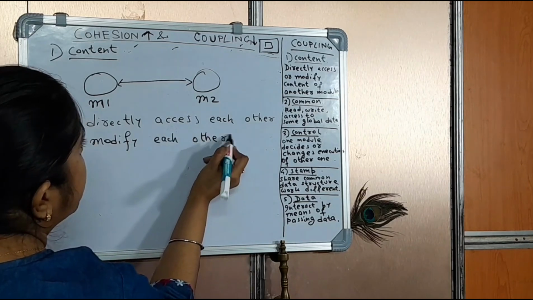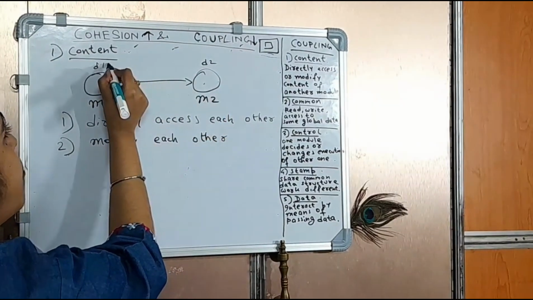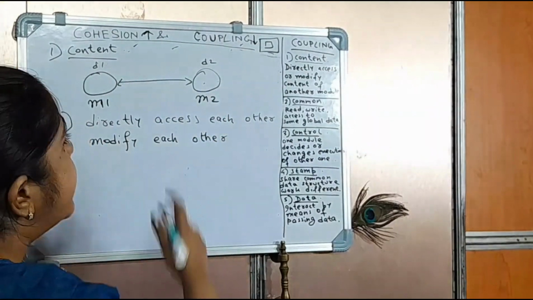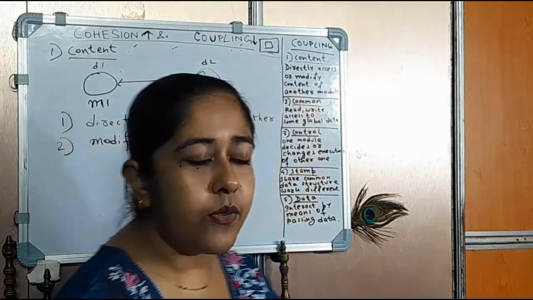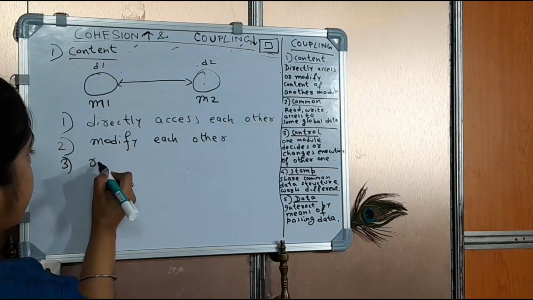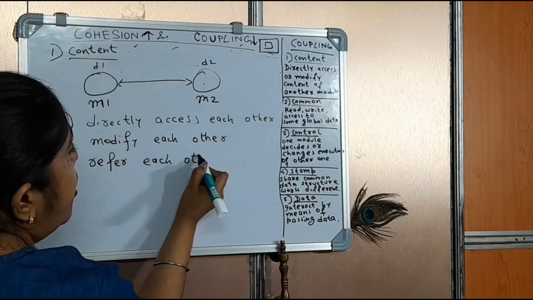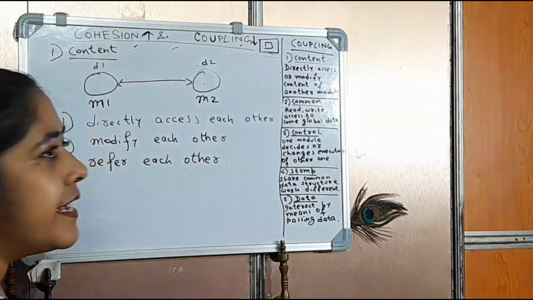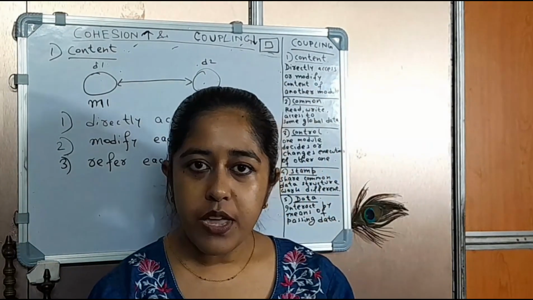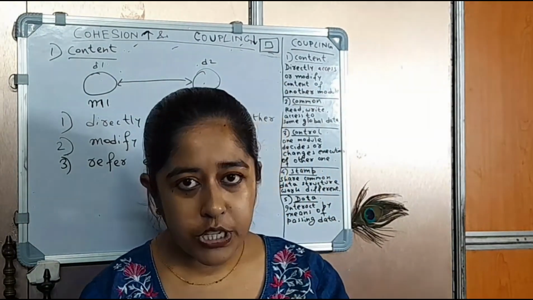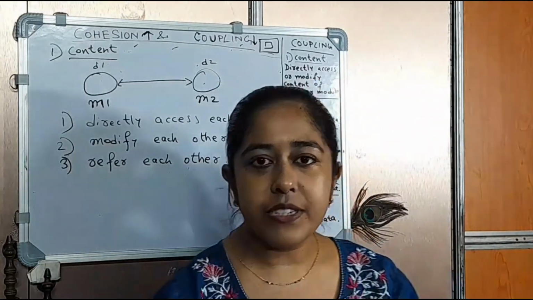Okay. Suppose some data is there, D1, and some data is there, D2. These can easily modify the data of module 1 and these can easily modify the data of module 2. Then third one is, they can refer to each other's data. They can refer to each other. So what we are seeing here is what they are doing, what they are modifying, what they are referring to. Mainly they are modifying or directly accessing what? The content of each other.